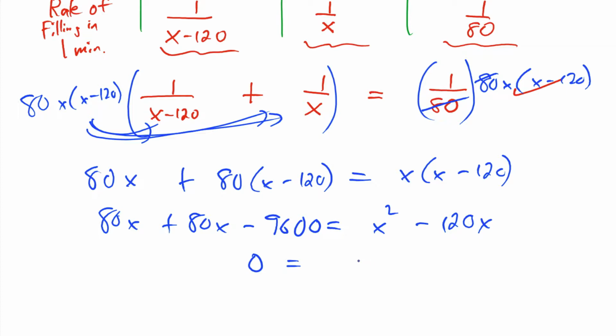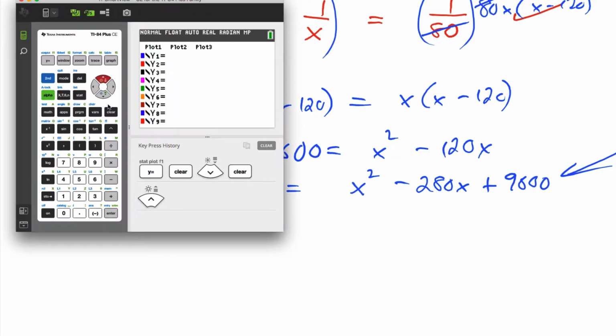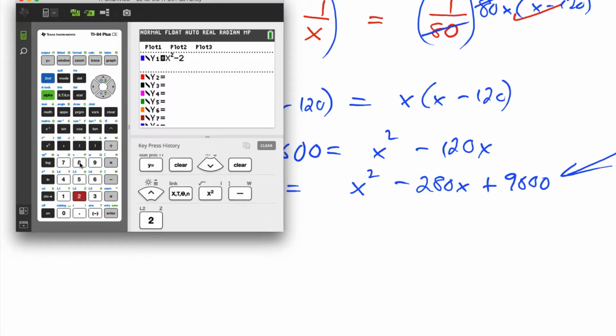I'm going to set my equation to 0: x squared, and I'm going to have 160 here, brought over to the other side would be minus 280x plus 9600. So we have an equation we need to solve, likely by factoring or quadratic formula, but I could also use my graphing method to do this, which might be helpful in this situation where we've got numbers that are particularly large. I'm just going to put in my corresponding function for this.